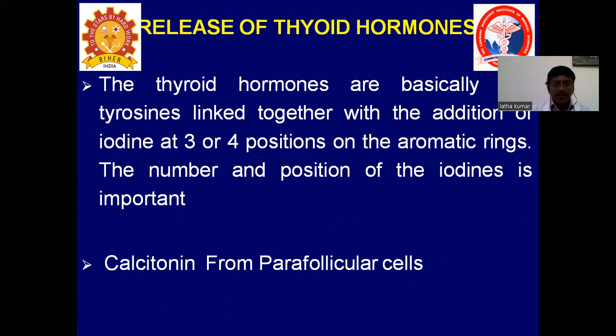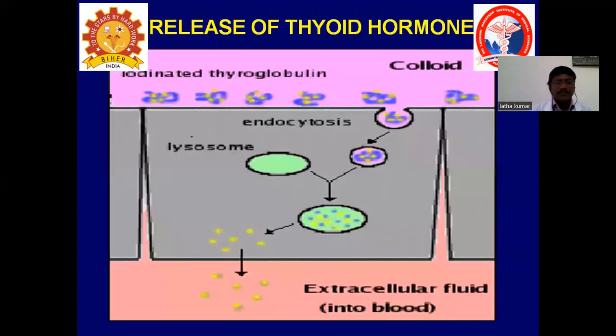Calcitonin is formed from the parafollicular cells. Release of thyroid hormone: all the release, oxidation, formation and coupling I have already shown in the previous picture. Here also, this picture shows that after forming the thyroid hormone from the colloid, the topmost layer is colloid, through which, by endocytosis within the lysosome, T3 and T4 are carried and released into the extracellular fluid, nothing but the bloodstream.